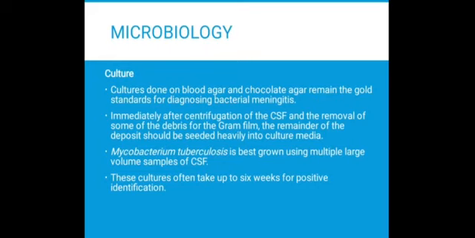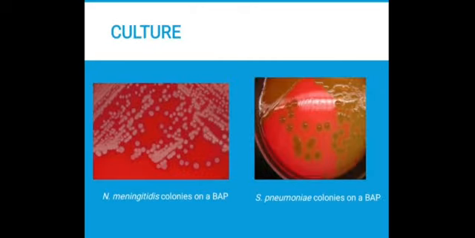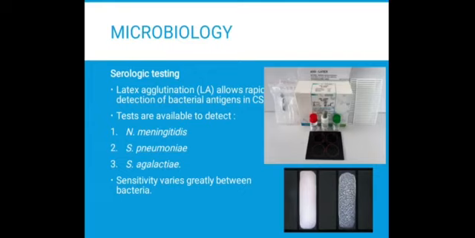Mycobacterium tuberculosis is best grown using multiple large volume samples of CSF. Because the TB bacilli are present in small numbers, maybe 2 to 3 bacilli in culture, we need a large volume of CSF to increase the possibility of obtaining a positive case. And these cultures often take up to 6 weeks for replication for positive identification. Here Neisseria meningitidis colonies on a blood agar plate. Here Streptococcus pneumoniae colonies.